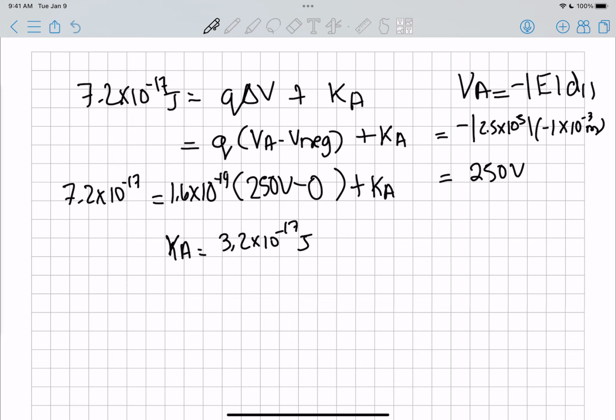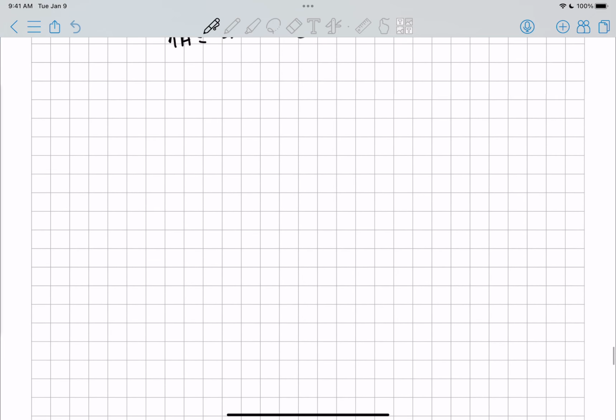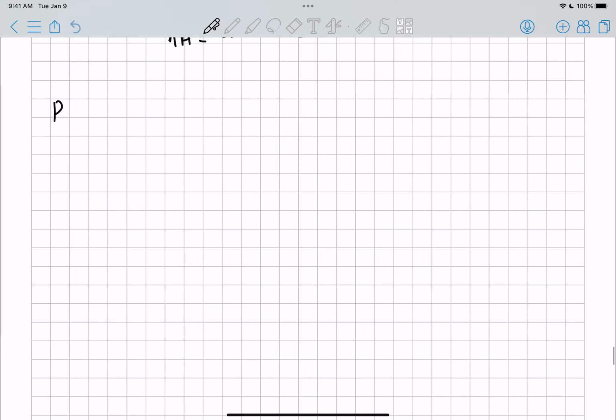Let me just double check this. Okay. Yeah, I think so. This looks good. All right, and then that's problem 8. I'm going to set up problem 9. Let me know while I'm doing that if you guys have any questions about problem 8.